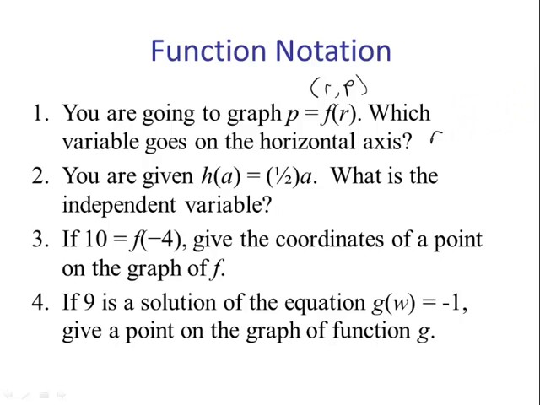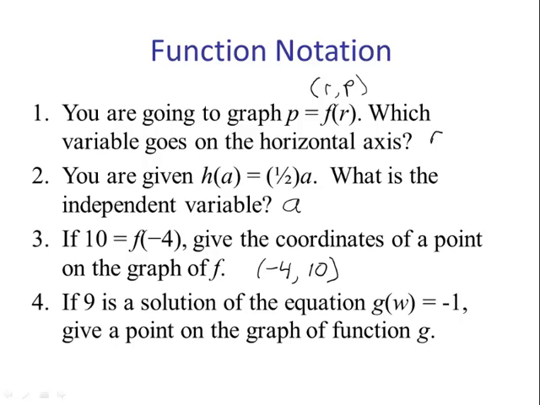Number 2, you are given that h of a is equal to 1/2 times a. What is the independent variable? The independent variable would be variable a. Number 3, if 10 equals f of -4, give the coordinates of a point on the graph of f. Well, here we have an input -4 and the output is equal to 10, so that point would be on the graph.